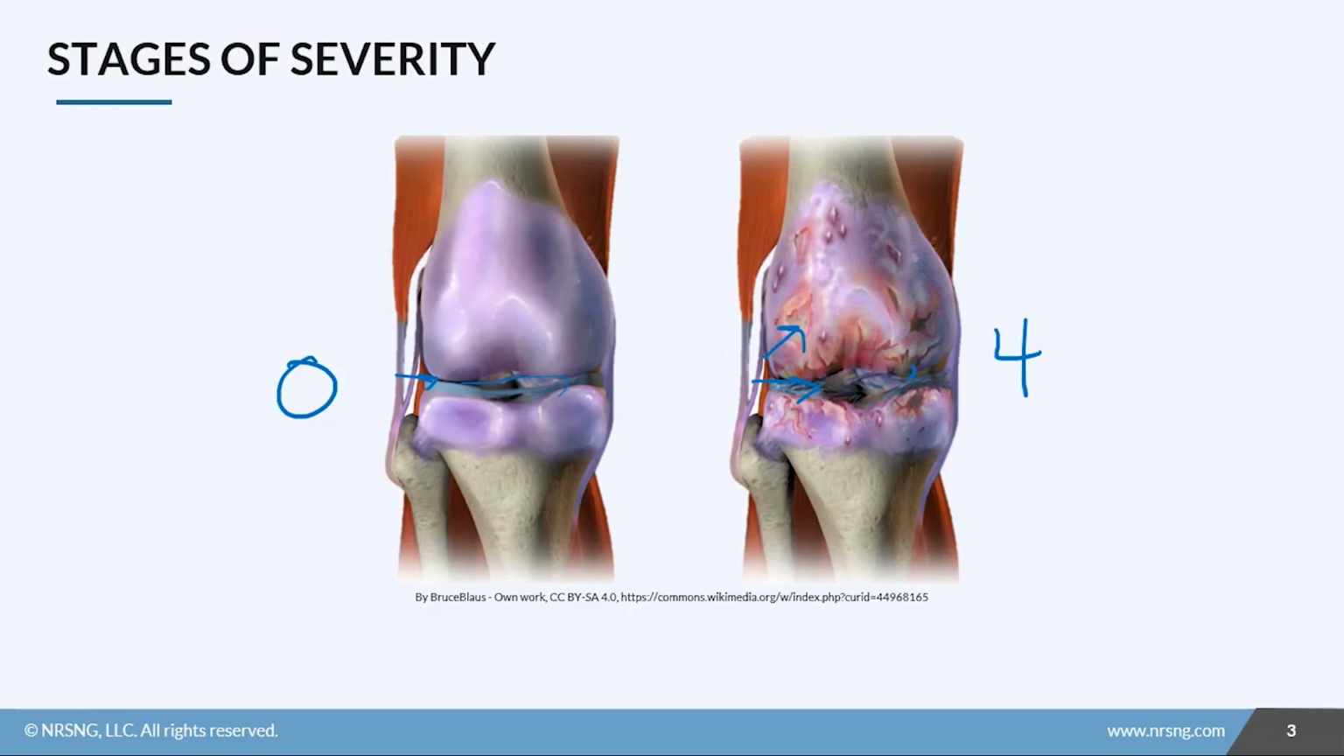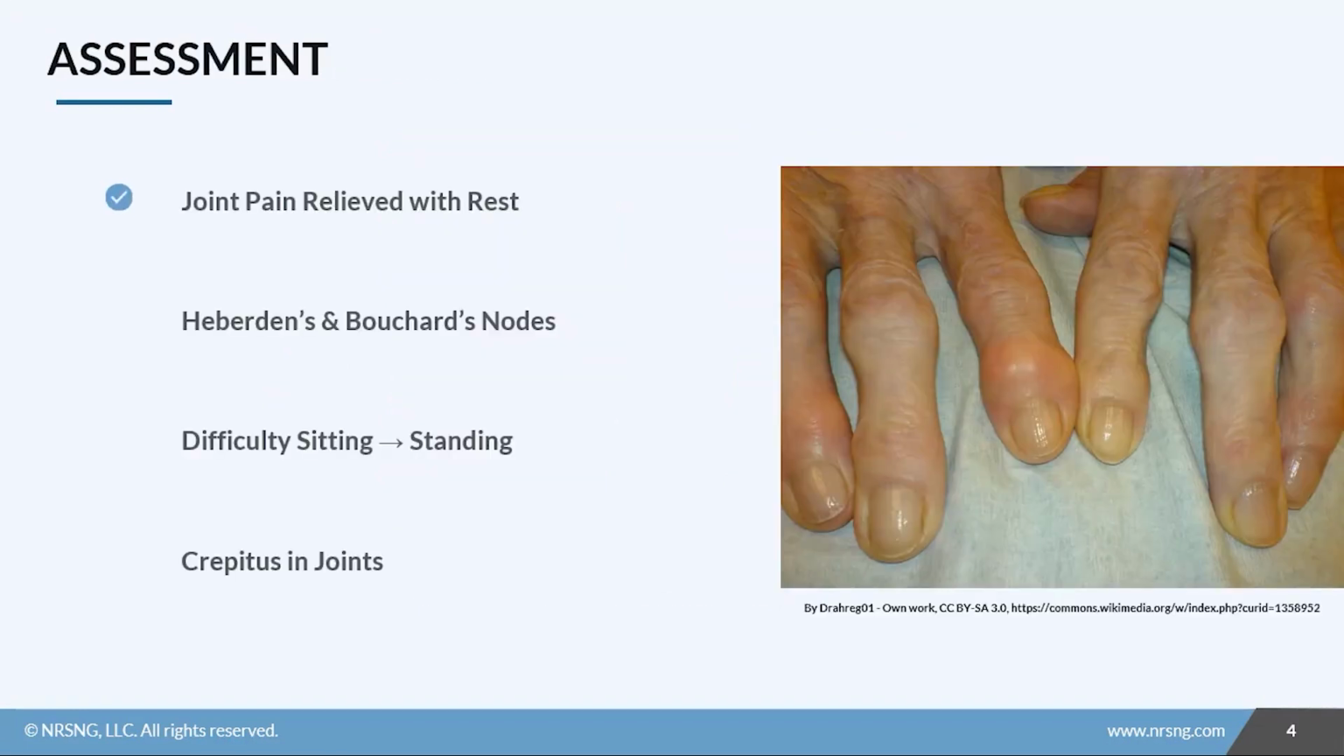Just looking at this bone, you can imagine how painful this gets as the patient progresses through this stage of osteoarthritis. Now, most of your patients will be seen by you for other reasons, but they'll have osteoarthritis. So we need to know what to look for. First is that they will have joint pain that is relieved with rest. This is one thing that separates it from rheumatoid arthritis: in osteoarthritis this pain tends to be relieved with rest, whereas pain in RA is continuous.